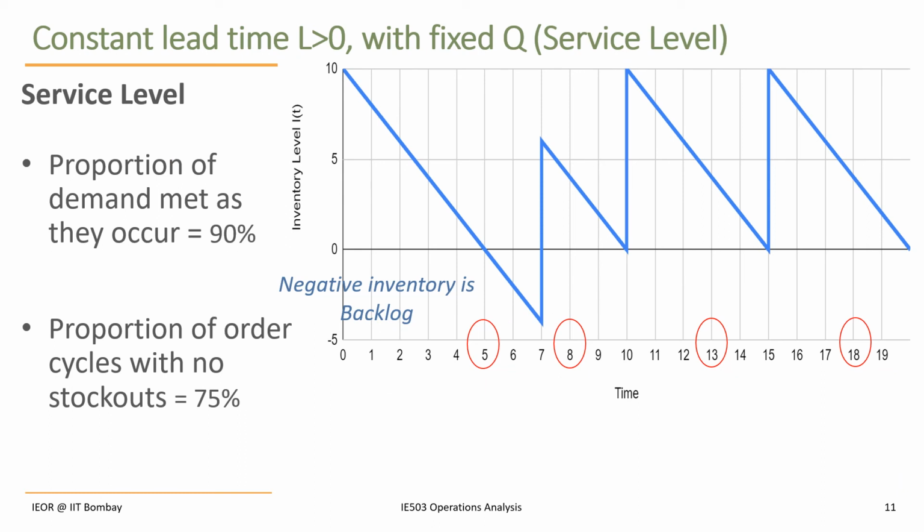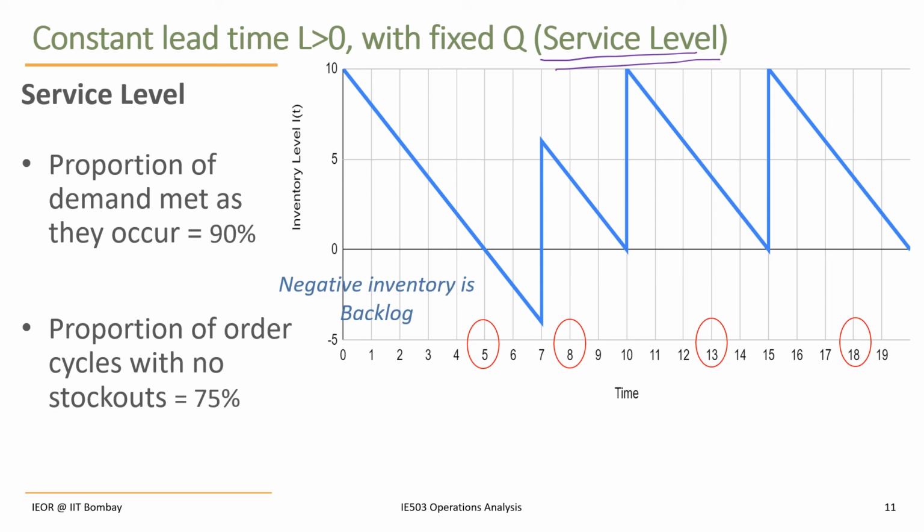With this notion of backlogs also comes this concept of service levels. We are taking the exact same behavior as we saw a minute ago, but now let us define something called service levels. There are two popular ways in which we define the service. One is that we can compute the proportion of demand met as they occur. That is, there is no backlog. Customer comes, asks for something, and we are immediately able to fulfill it. What fraction of demand we are able to fulfill in that manner is one measure of service. The other measure of service is the proportion of order cycles with no stockouts.